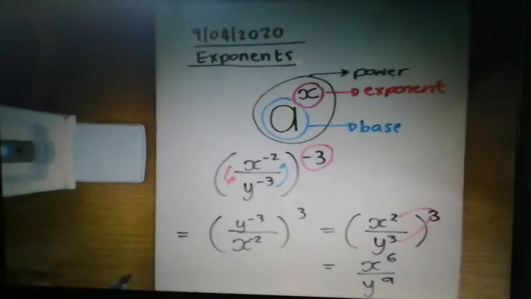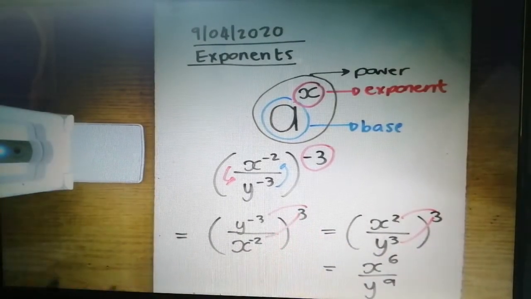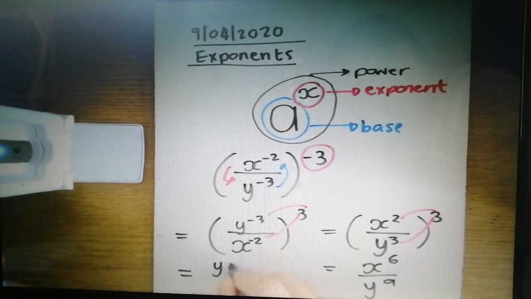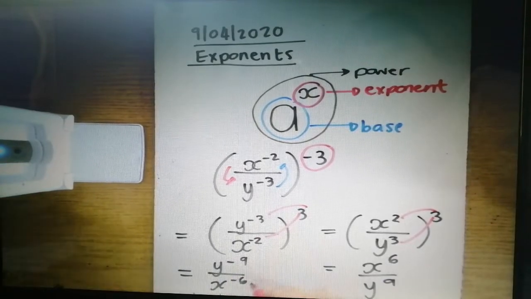And how does this work? Because if I had to distribute this straight in here, I would have gotten y to the negative 9 over x to the negative 6, and this is still a problem because I still have negatives. So it would still mean me taking that to the top and taking that to the bottom, and what do you think I'd end up with? Positive 6 at the top, positive 9 at the bottom.